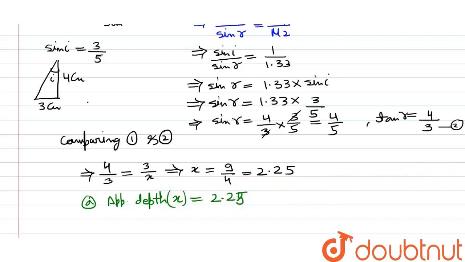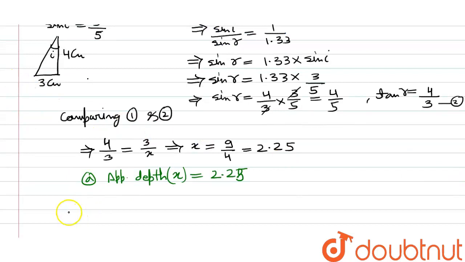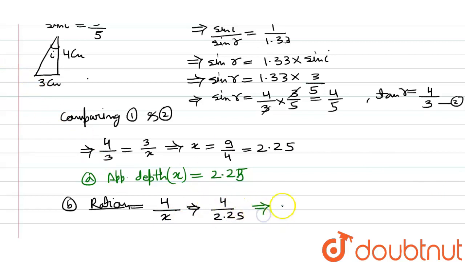So now let's solve part B. What is part B? In part B we need to find the ratio of real depth to apparent depth. So we will write 4 divided by x. So this will be our ratio because 4 centimeter is the real depth and x is the apparent depth. So we can put the x value here, 4 divided by 2.25. So we will get our final answer, which is equal to 1.78. So this will be our final answer.